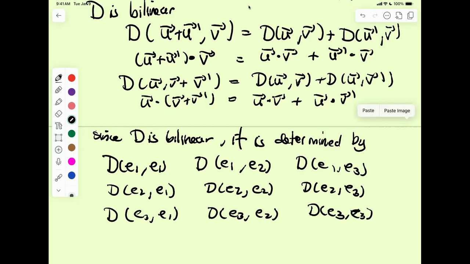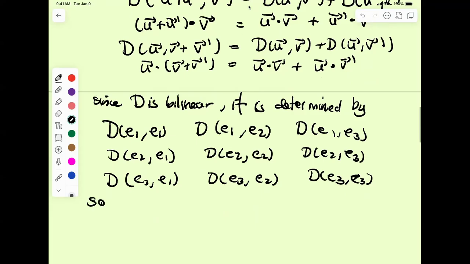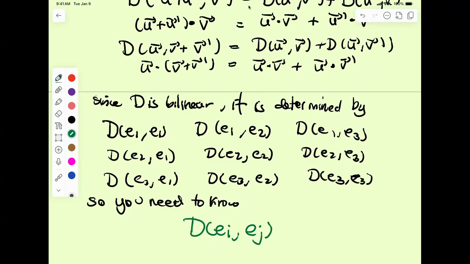If this is super annoying to write down, that's where the indices come in. Another way of saying this is that to know what the dot product does, you need to know D of E_I, E_J, where I and J go from 1 to 3. Each of I and J could be 1, 2, or 3. So you need to know all the possible dot products between the basis vectors.